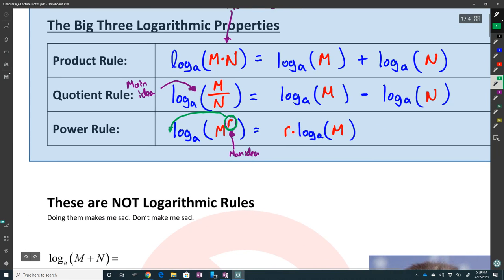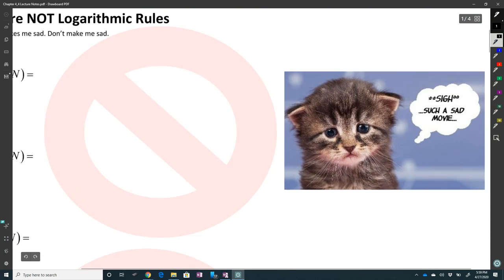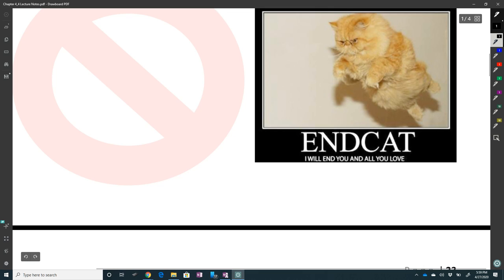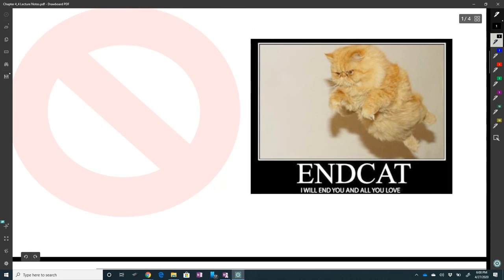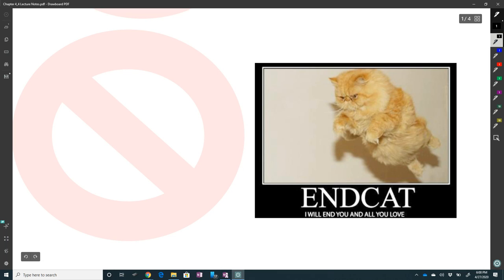So first, let's talk about stuff that are not logarithm rules. These make people sad, and I will end you. That's the joke there, but they're cats. Back in 2003, 2004, that picture was like the funniest picture I'd ever seen.